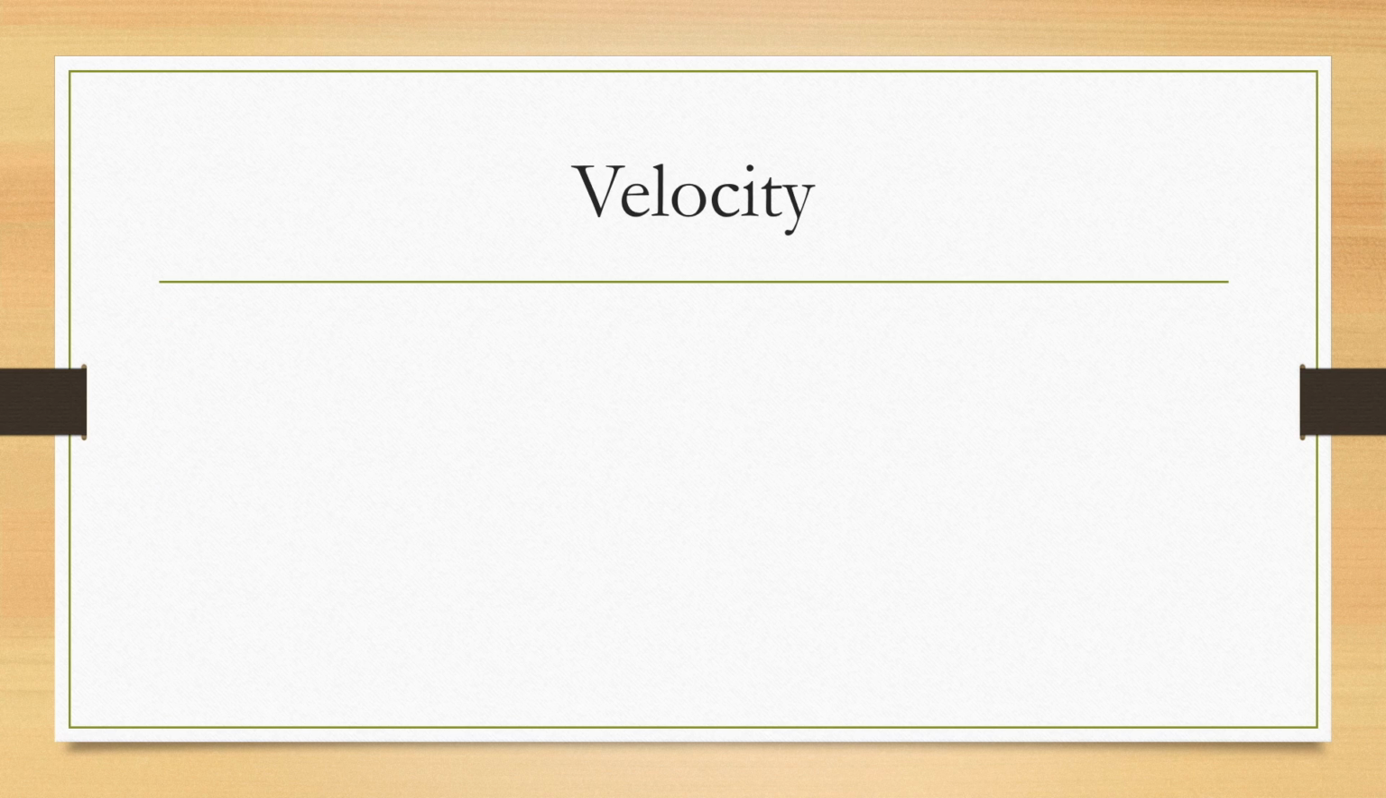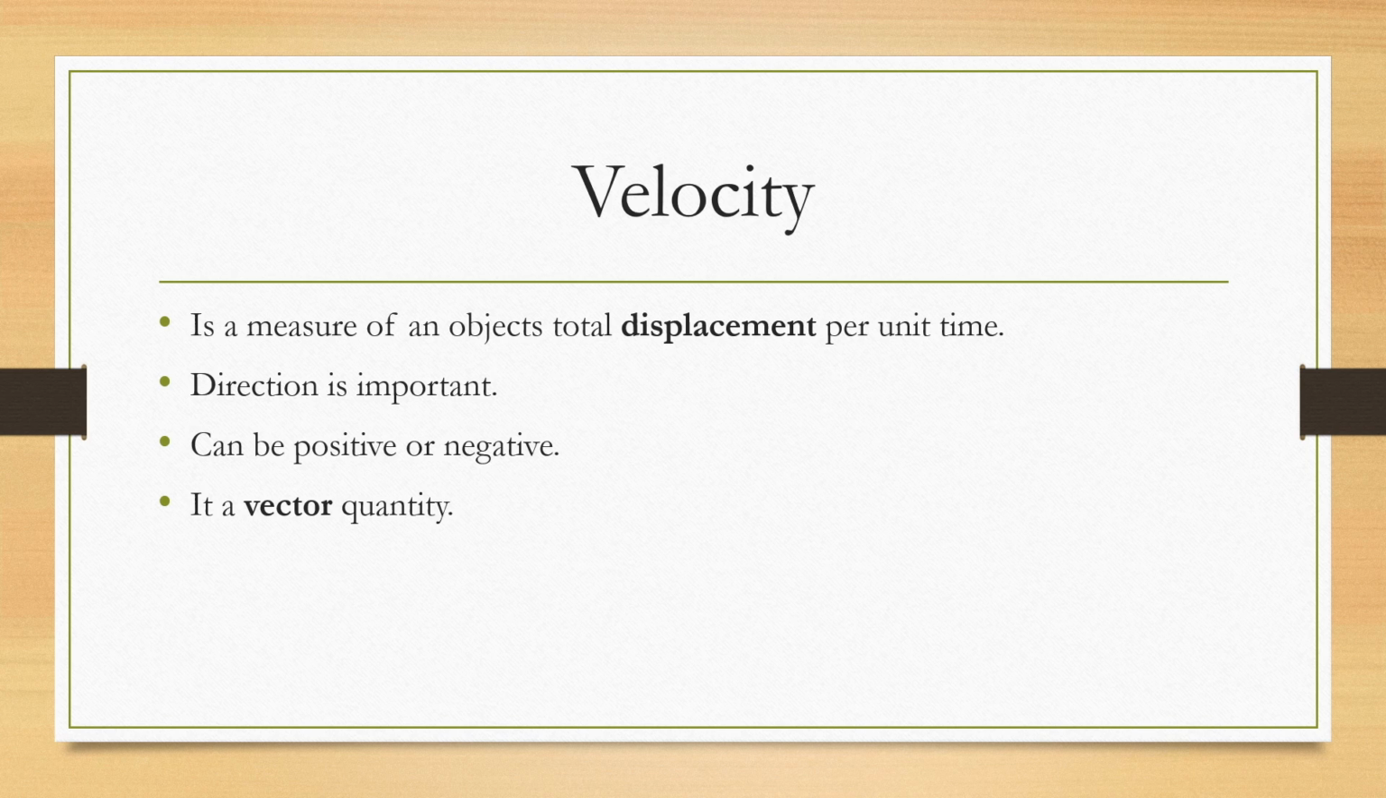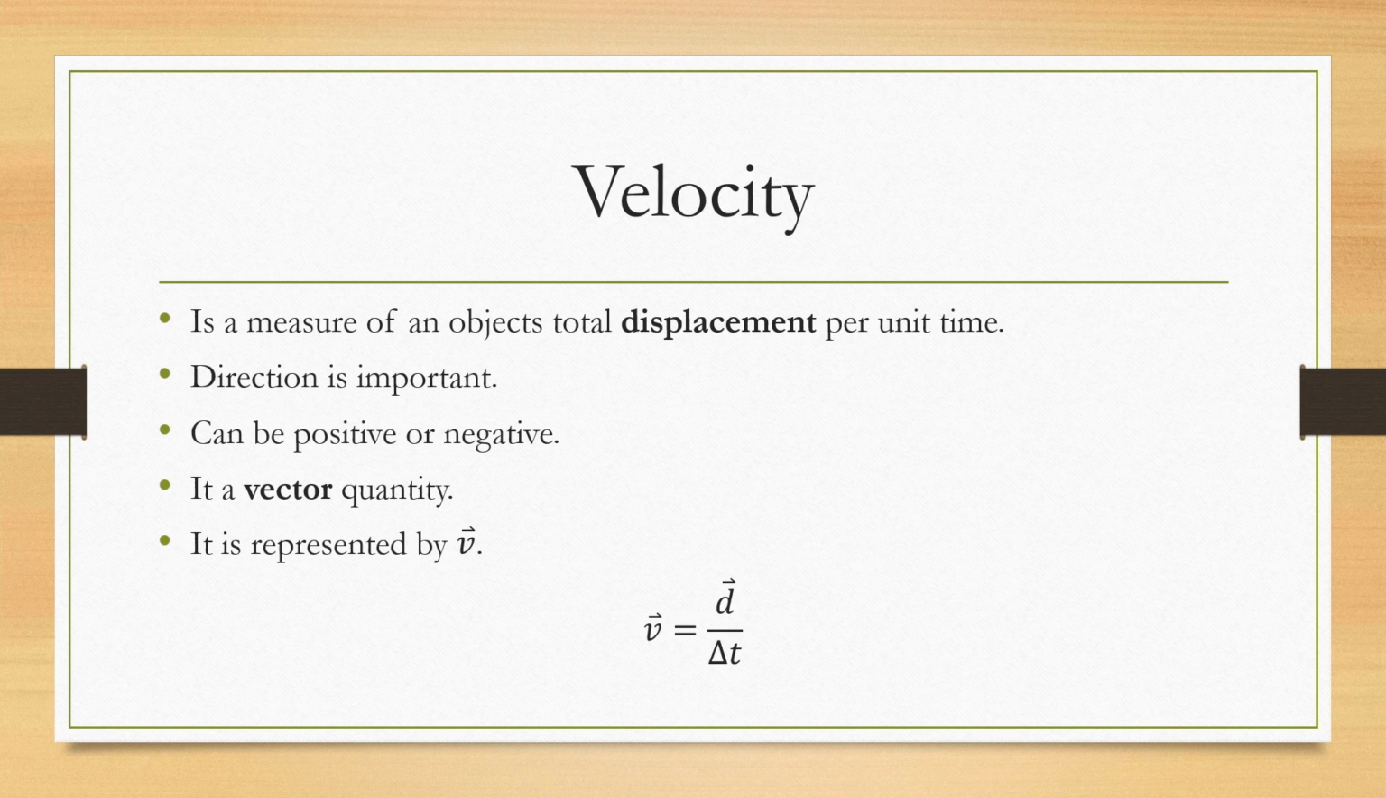So now we're going to move on to velocity. What is velocity? Well, velocity is a measure of an object's total displacement per unit time. Again, direction of velocity is important, and it can be either positive or negative, depending on which direction it's going. And when you add them together, it's important to keep track of the positives and the negatives. Again, it's a vector quantity like displacement, which I'm going to talk about right after this. And it is represented by a lowercase v with that same little arrow accent over the top. The formula for velocity is equal to displacement over time.